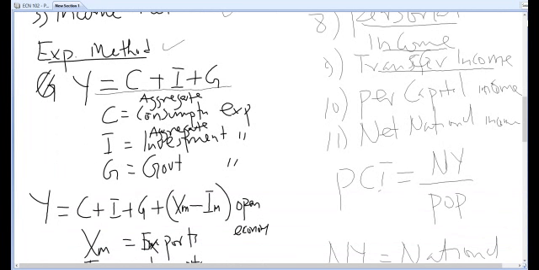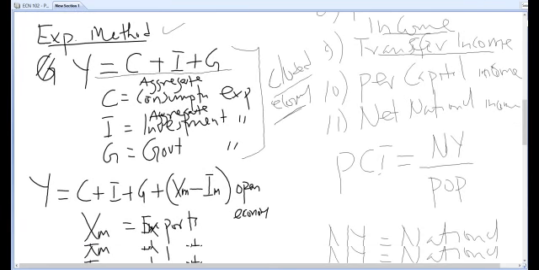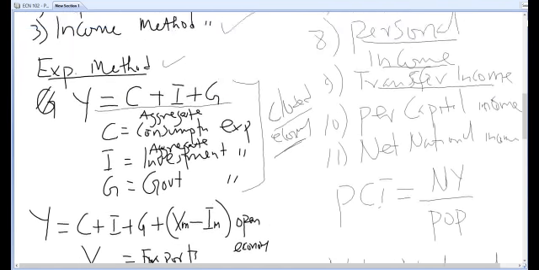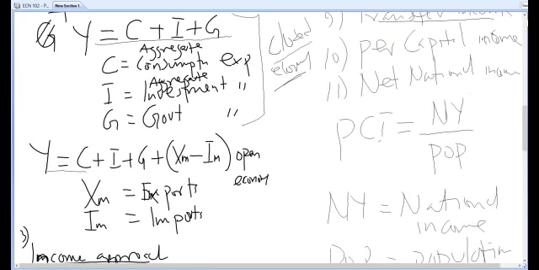If you have an open economy, the national income using the expenditure method becomes Y equal to C plus I plus G plus XM minus IM, where XM is export and IM is import. So if we go through this simple arithmetic of adding aggregate consumption expenditure, aggregate investment expenditure, and government expenditure, we will arrive at the national income using the expenditure method.